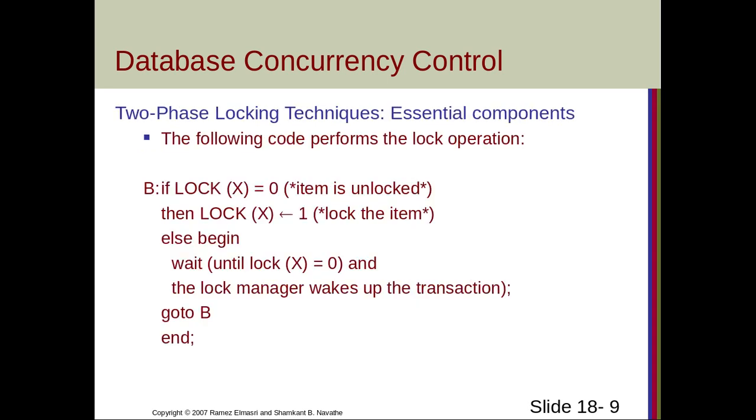The following code performs a lock operation. That means lock of x is equal to 0 means that it is unlocked. Then lock x is equal to 1. That means if it is unlocked, you have to lock it. Else, what you have to do? You have to wait until lock of x becomes 0, or until the lock is unlocked.